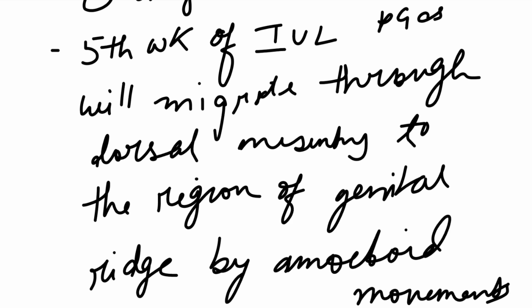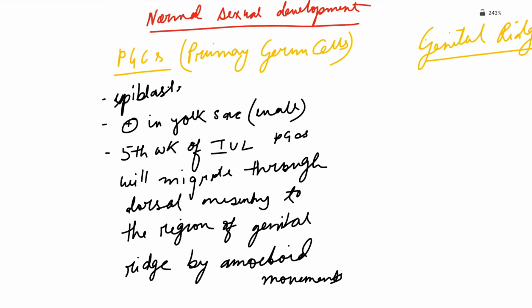So let us first understand the primordial germ cells. As we learned, the primordial germ cells are derived from the epiblast. If we try to recall, when we learned about the formation of the bilaminar germ disc, the cells above were known as the epiblast and the cells below were known as the hypoblast. So these are the epiblasts, which will later form many things. Let's not talk about this now.